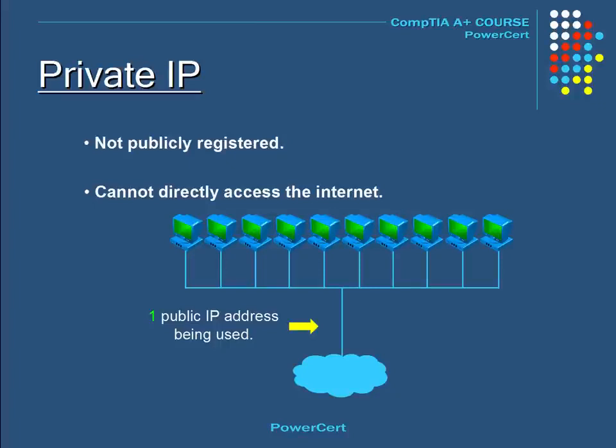The RFC-1918 standard created private IP addressing to prevent a shortage of public IP addresses available to ISPs and subscribers. Private IP addresses are typically used on local networks such as homes, schools, and businesses.